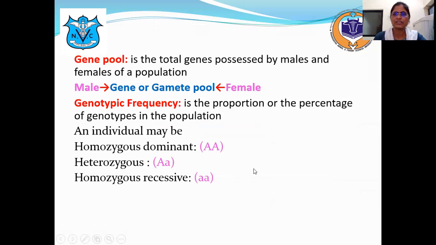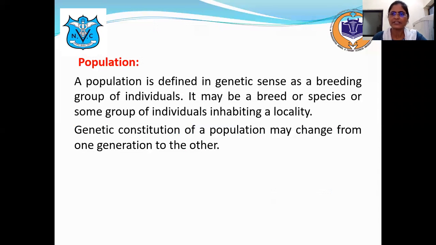First of all, what is the meaning of population? Population is a group of interbreeding individuals. It may be a breed, species, or group of individuals present in a particular area at a particular time. So what is the meaning of genetic constitution? Genetic constitution of a population may change from one generation to the other.